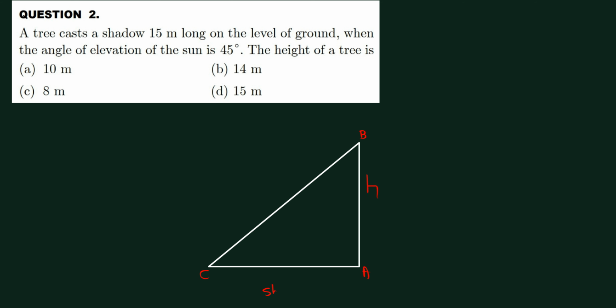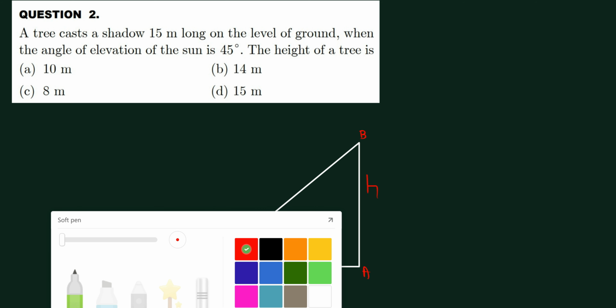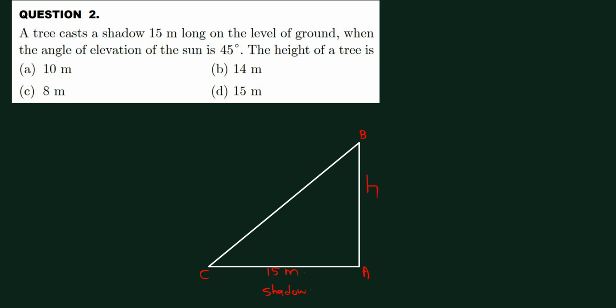Let us say this is the shadow. What is the length of the shadow given here? 15 meter. Okay, the length of the shadow given here is 15 meter. What is the angle of elevation of the sun? Sun is here, right? So what is the angle of elevation to the sun? That is 45 degrees. So we need to find the height of the tree.